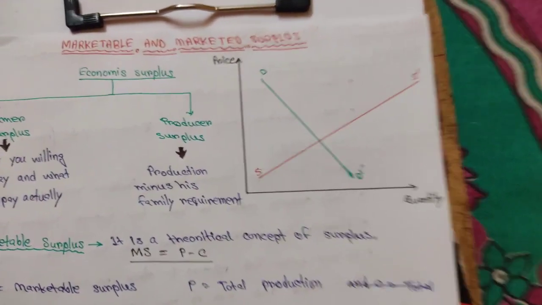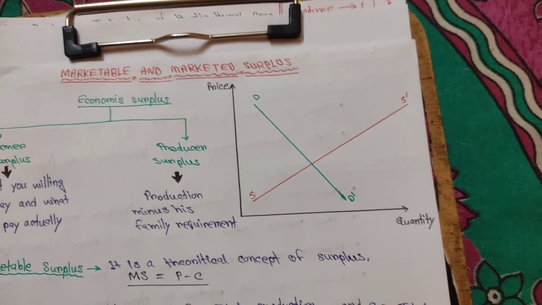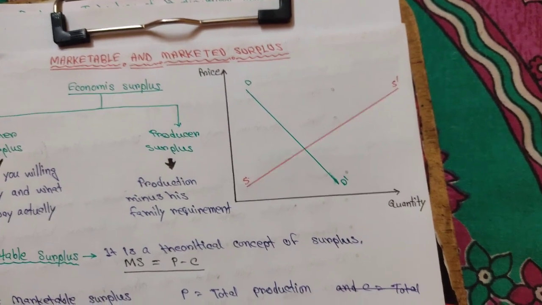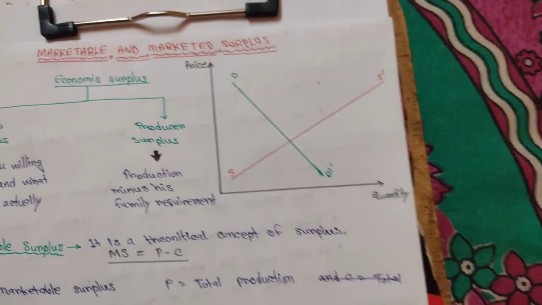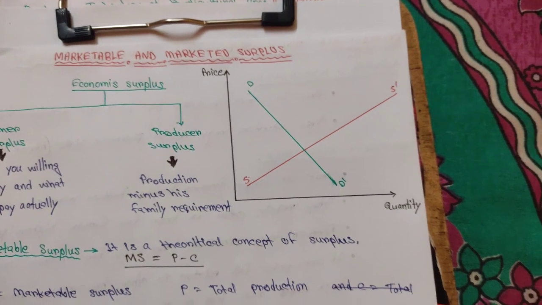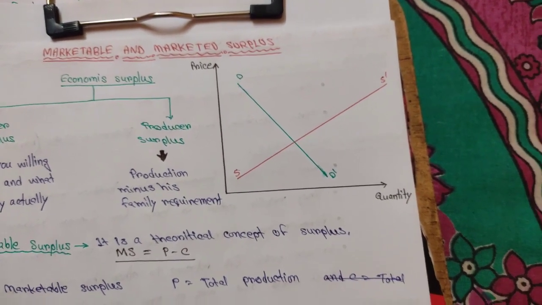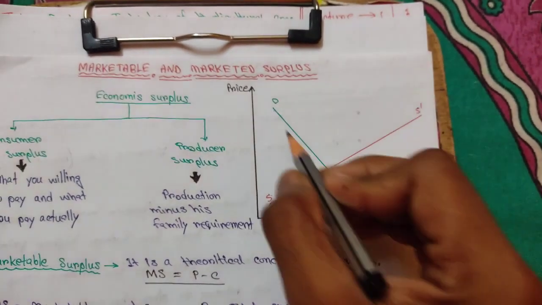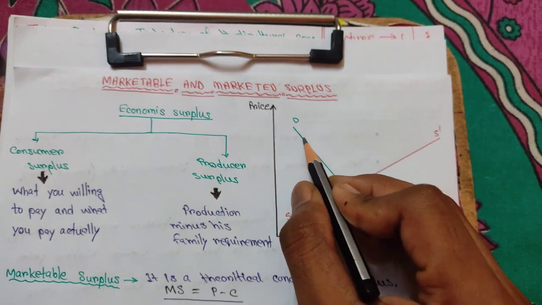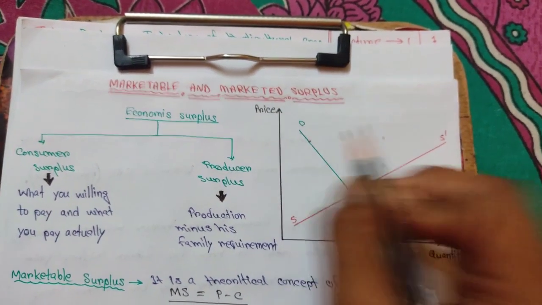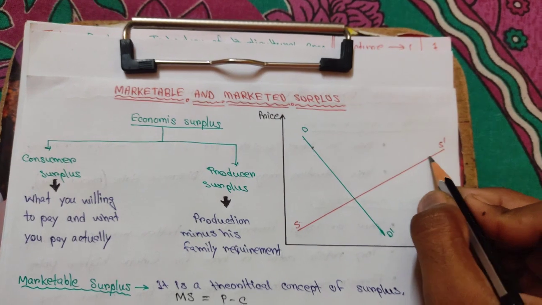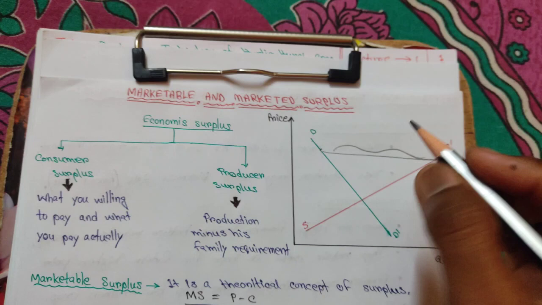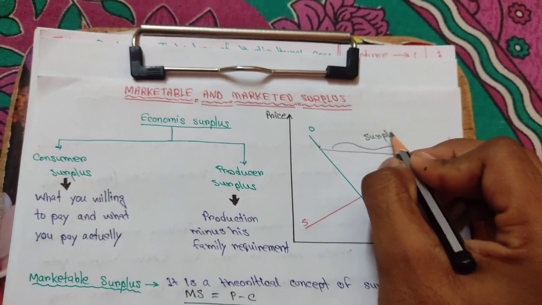Now, for the concept of marketable and marketed surplus, we have to know what surplus is and what shortage is. Surplus is seen when the quantity of a commodity present is more than what we demand. In that case, our demand is that amount, but our supply is so much. So the difference between the demand and supply curves here is called surplus.